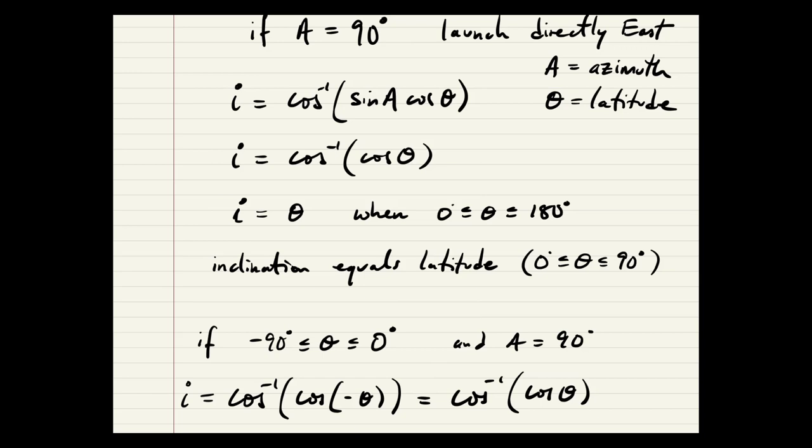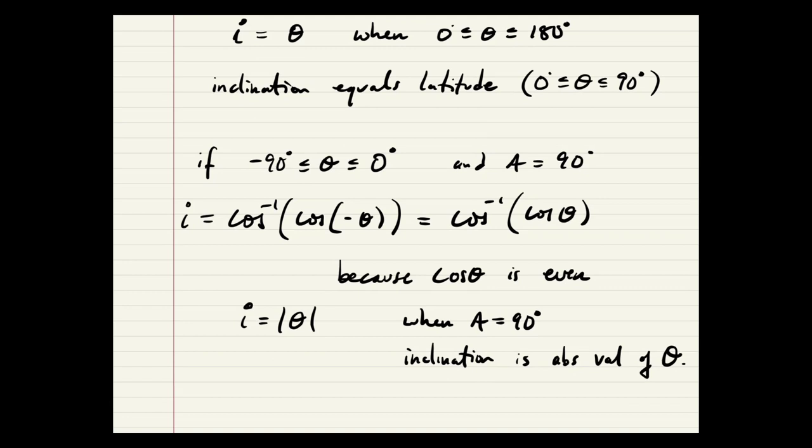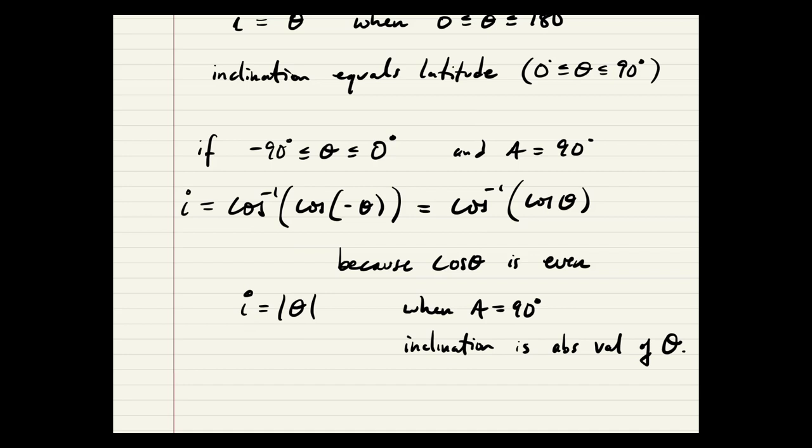And let's imagine again just launching directly east from some southern latitude. Well, it just happens that the cosine function is even. And so if the angle inside that cosine is a negative, it's really the same as taking the cosine of theta. And so for angles from minus 90 to 90, you end up just getting I equal to that latitude by just dropping the negative. So the negative just disappears. We can effectively just say that the inclination is the absolute value of the latitude. And for latitudes from the equator south, the inclination is still going to just be whatever the latitude is. You can just drop the negative.